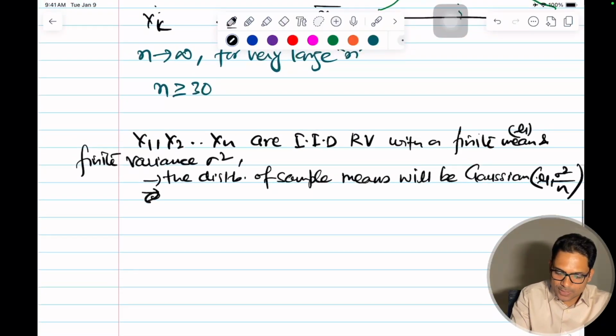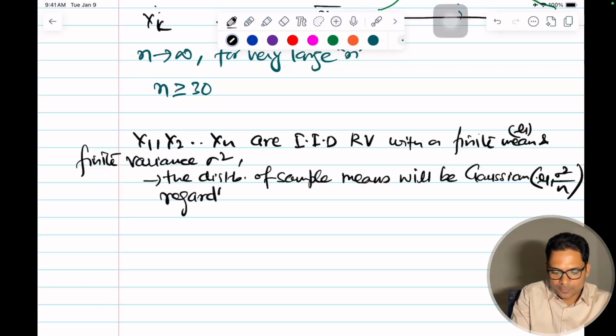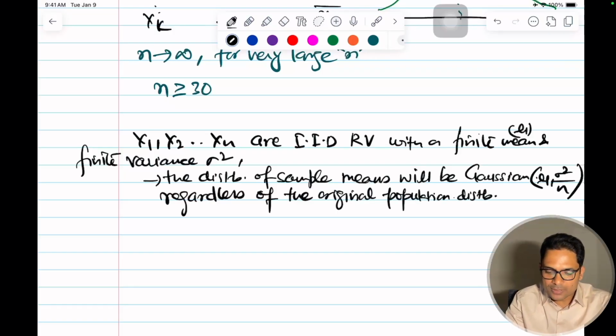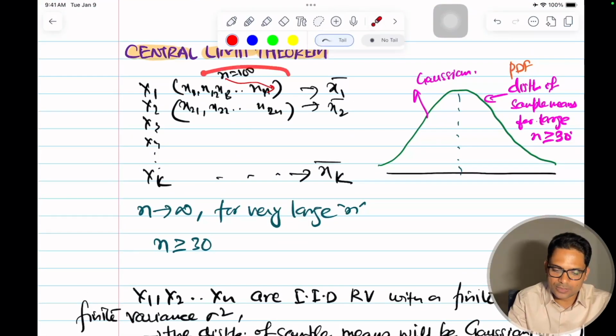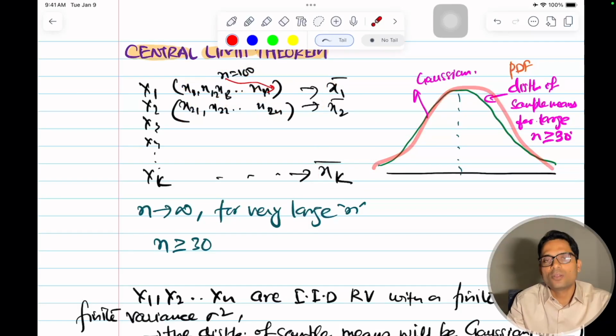And the distribution will be a Gaussian regardless of the original population from which these samples are collected. Whatever the distribution of these x1, x2, these sample means will follow a Gaussian. I hope that is clear.